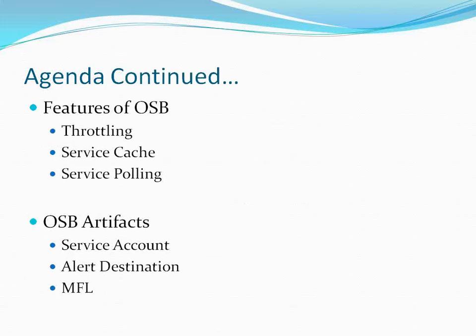I already explained what throttling is, what service cache is, and what service polling is. From the concept perspective, are you good on that? Have you understood what I explained? Apart from that, what are the different OSB artifacts? We have different artifacts like service account.